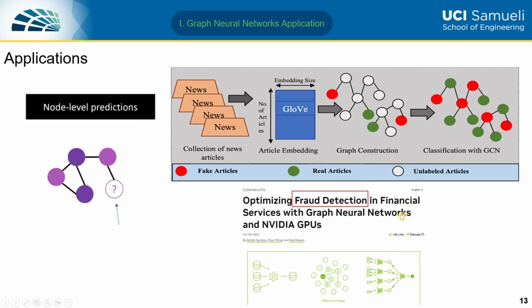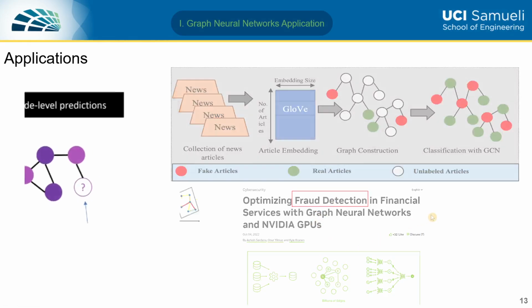This node classification can also be used in fraud detection in financial services, where you can use the same method but just apply it in a different application. You can see it's pretty much applicable everywhere.